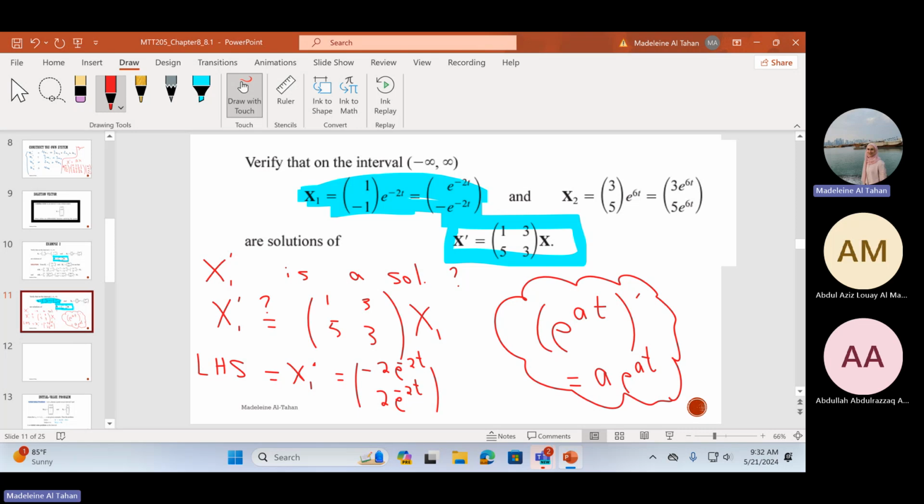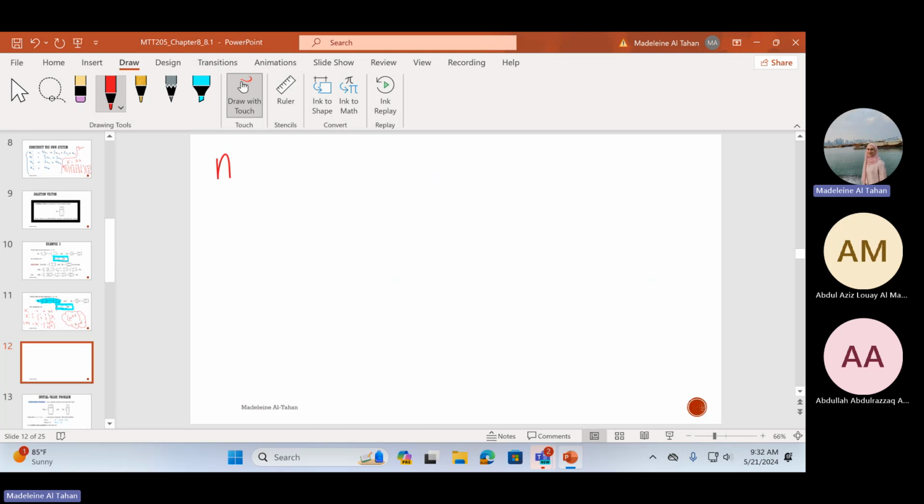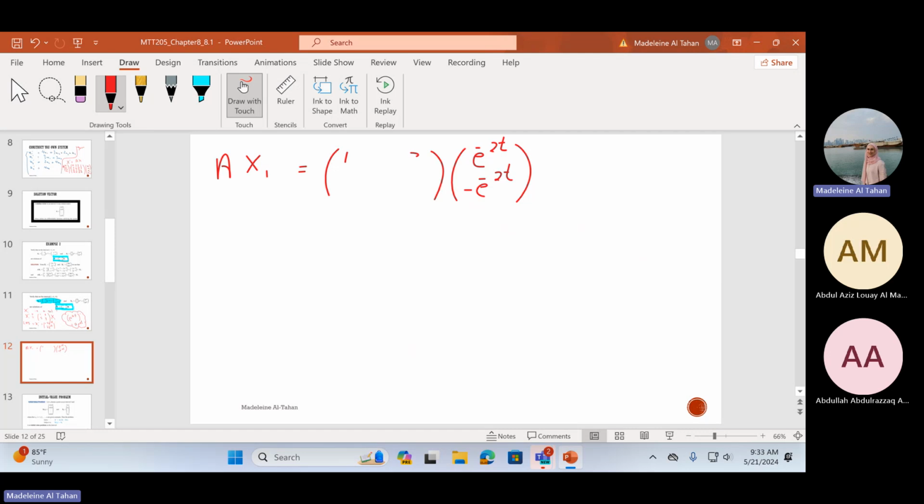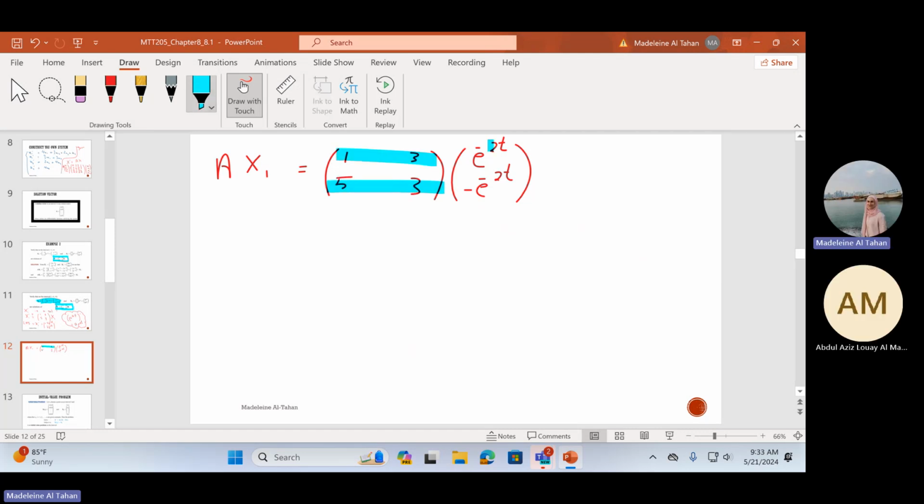Now, what do we need to find? The right-hand side. What's the right-hand side? A times x. What was A and what was x? x was e^(-2t) times a column, and A was 1, 3, 5. How do we multiply the two? Row by column. So this is the right-hand side here.